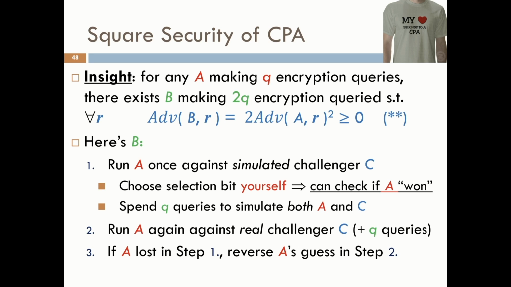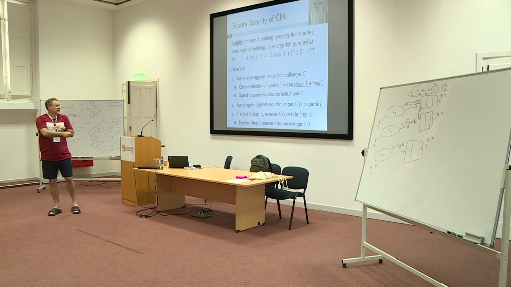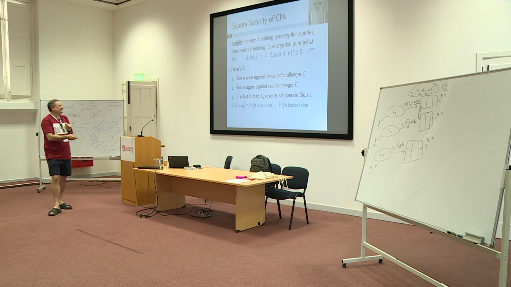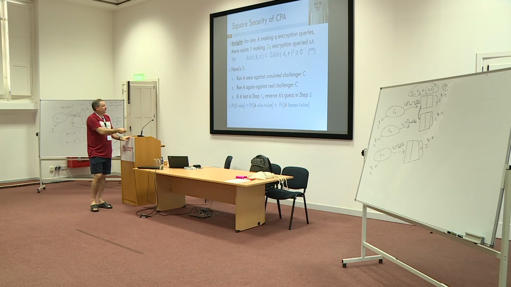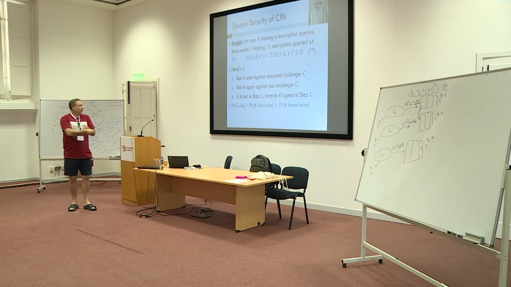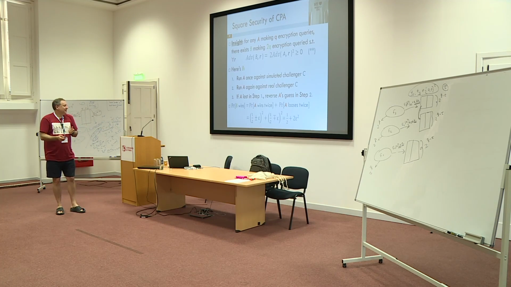The intuition is that normally advantage is defined as probability minus a half, so it could be a positive or negative number. But I claim that this self-correction step ensures that the advantage of B is always non-negative. Let's see that last derivation. It's literally one line. What is the probability that B wins the game? B wins the game under the following two conditions: either A won twice, because in this case I didn't reverse the bit, or A lost twice.